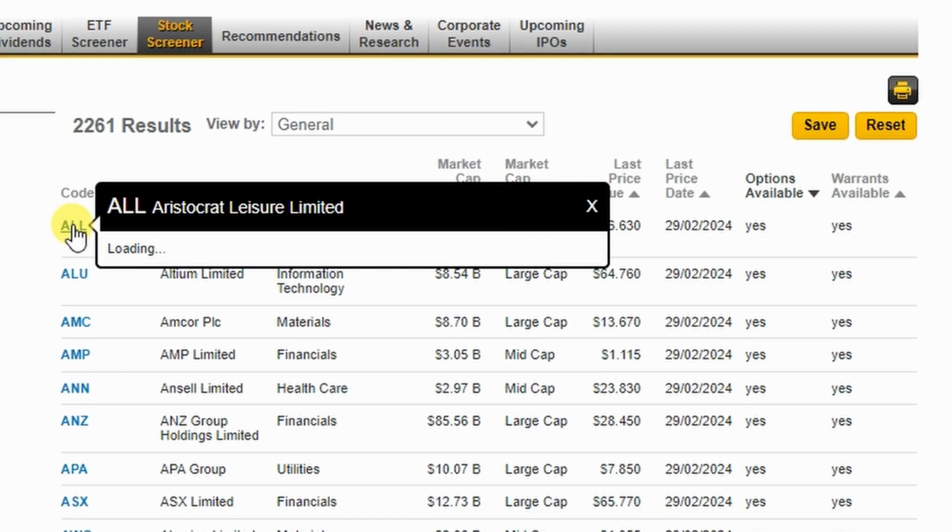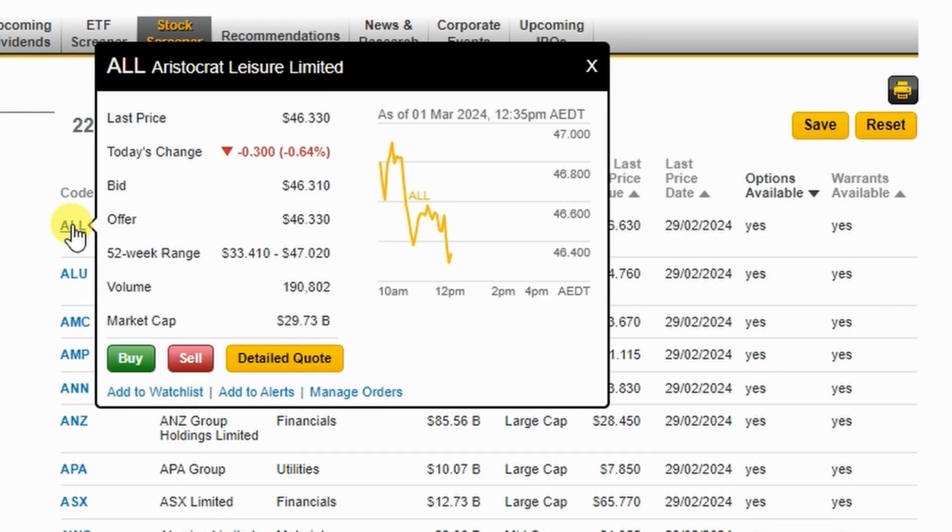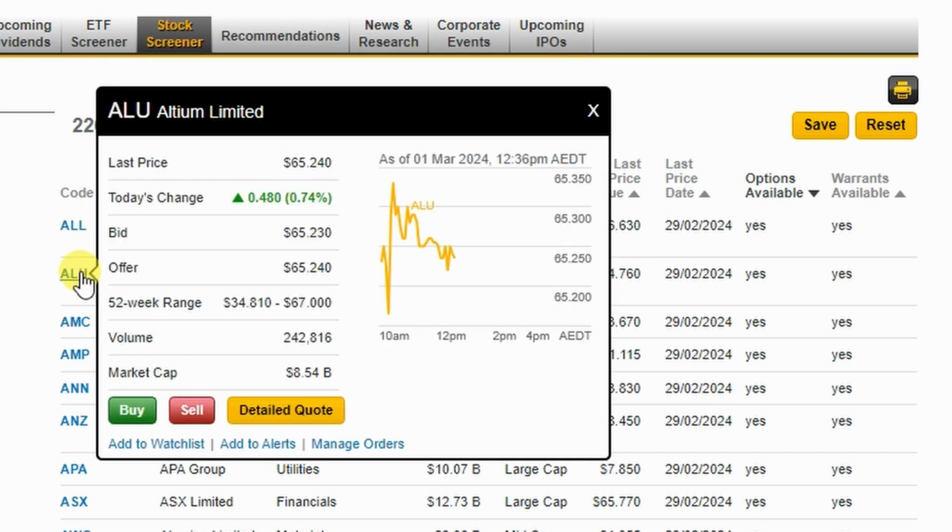Then I just scroll over the name of the stock and it shows me straight away whether the stock's fallen in price or not, and also shows me the last price of the traded stock, along with the 52-week range. So this one here, Aristocrat, has a 52-week range of $33 to $47. The last price is $46, so I know that it's somewhere near the top trading range. Has a market cap of $29 billion. So I just go through a few of these to have a bit of a look to see where the stock is. This is up, so I'm not interested in that.